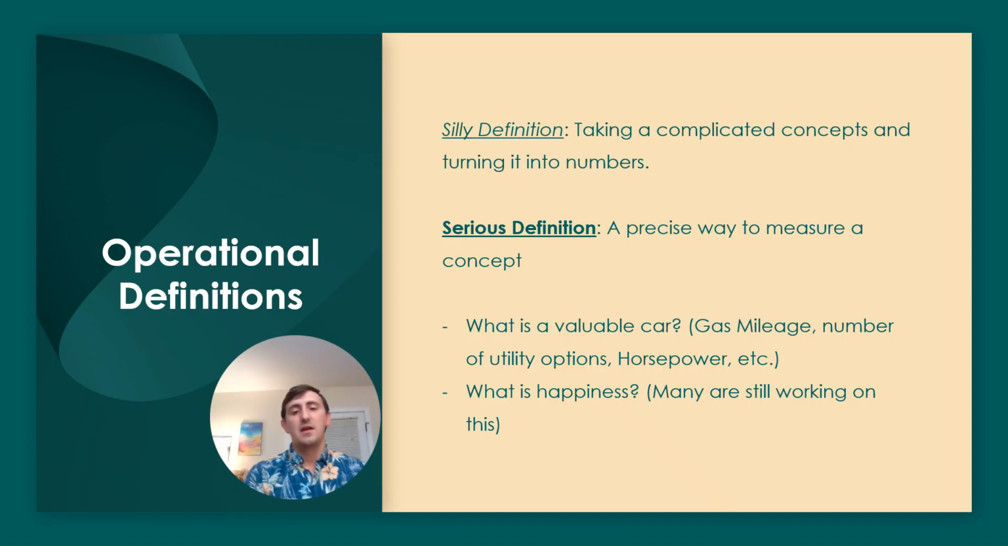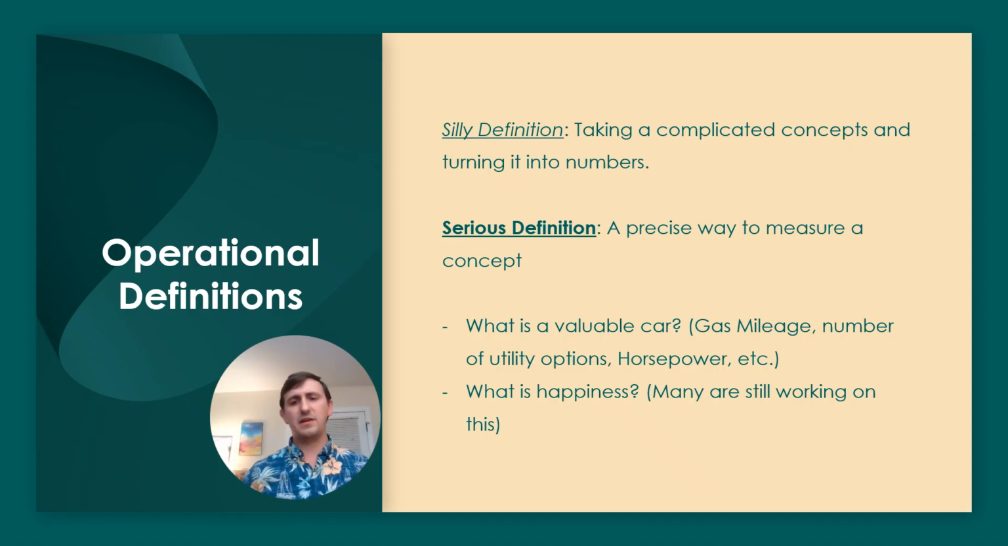Complicated concepts. So let's look at some examples. If I ask you, hey, do you have a valuable car? The first thing you should say is, what do you mean by valuable? Valuable can mean lots of different things to lots of different people. So we have to operationally define the word valuable. That should help a little bit. We're not just using this big, vague concept called value. We are coming up with precise ways to measure value.